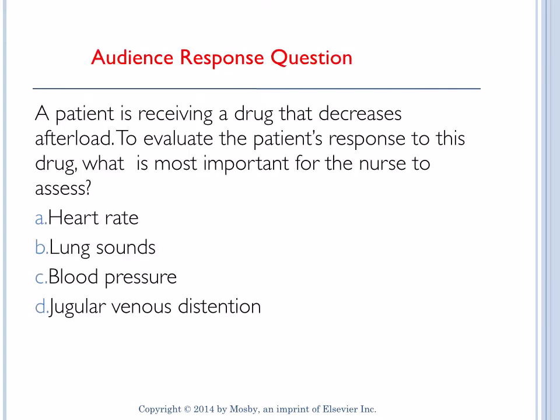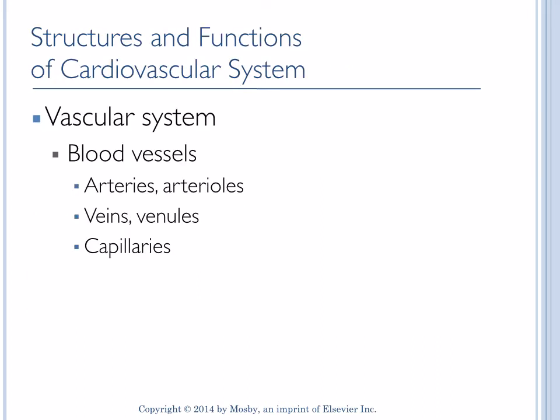Audience response question, and this is a practice question. A patient is receiving a drug that decreases afterload. To evaluate the patient's response to this drug, what is most important for the nurse to assess? So the correct answer is blood pressure. Why? Because the afterload is affected by three factors: size of the ventricle, wall tension, and arterial blood pressure. So that's why the correct answer is blood pressure. Let's continue to the next slide.